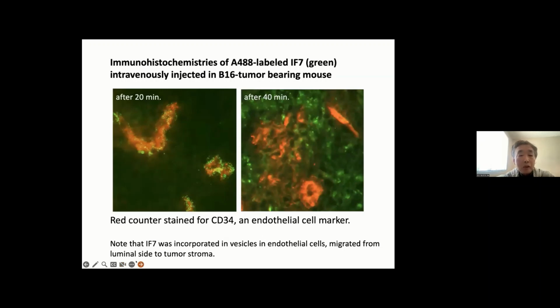This is mouse tumor targeting, in vivo targeting of IF7. IF7 is again labeled with Alexa 488, and IF7 was injected from the tail vein. Then IF7 was seen as a punctate signal at the vasculature region. And after 40 minutes, the punctate signal had extravasated into the tumor stroma.